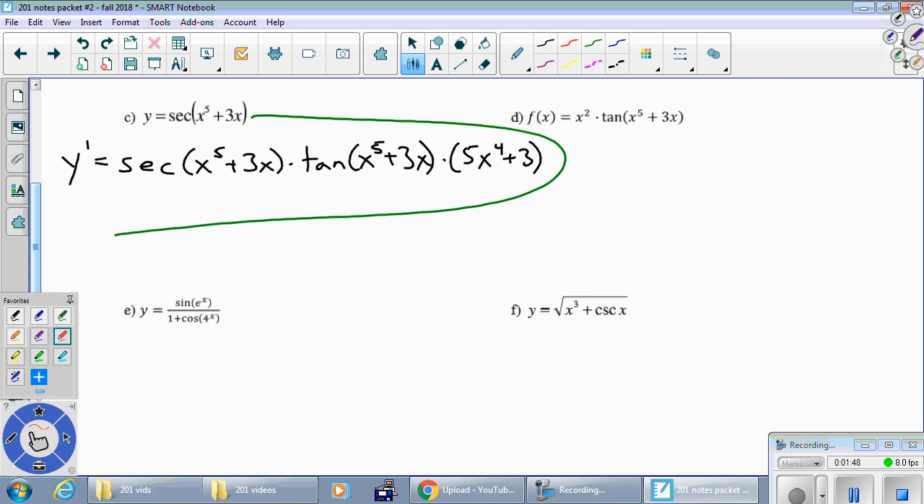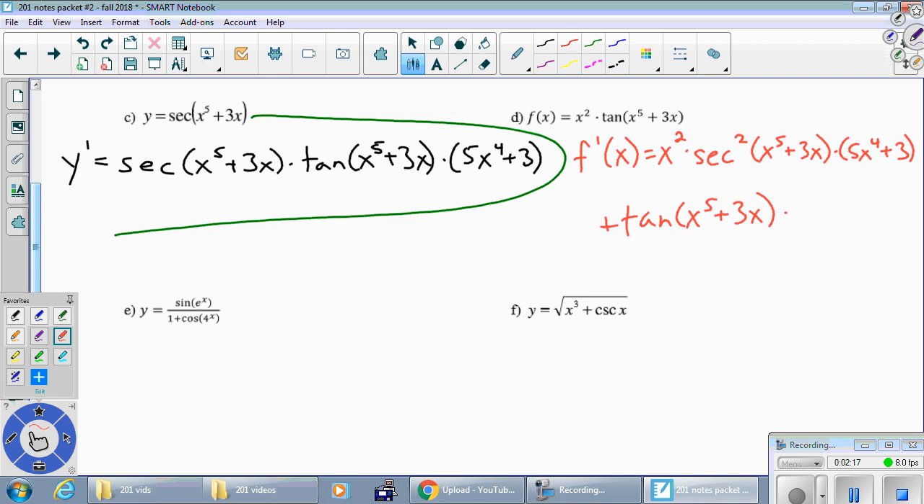Okay, part F looks like a product rule to me, x squared times some other function of x. So here's our product rule. First, times the derivative of the second. So derivative of tangent of stuff is secant squared of the stuff times the derivative of the stuff. So that's the first part of the product rule, plus the second times the derivative of the first. And we'll throw it in parentheses, and that's our answer.